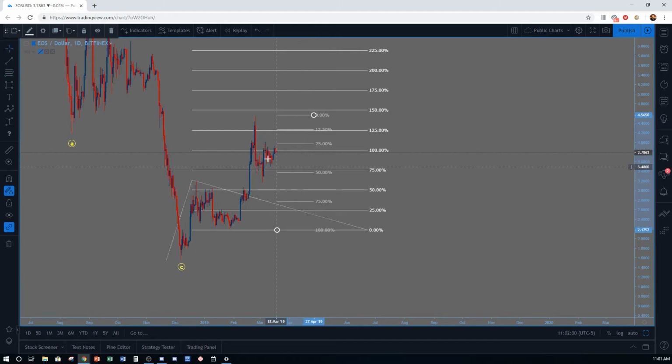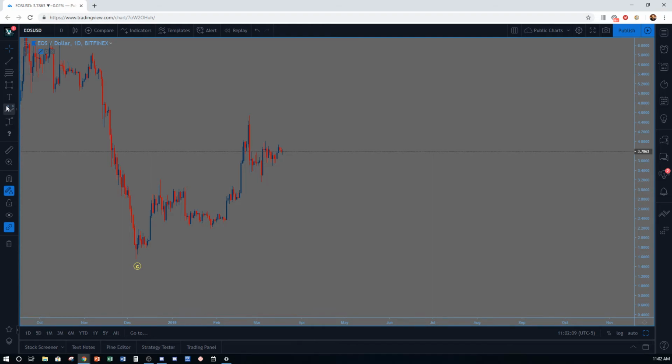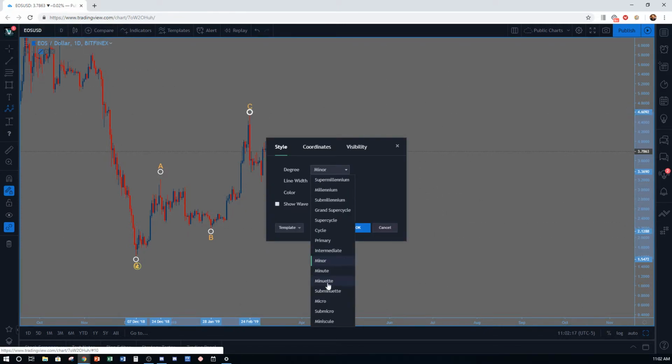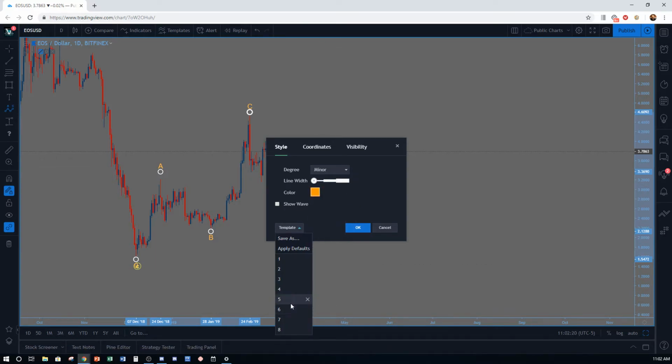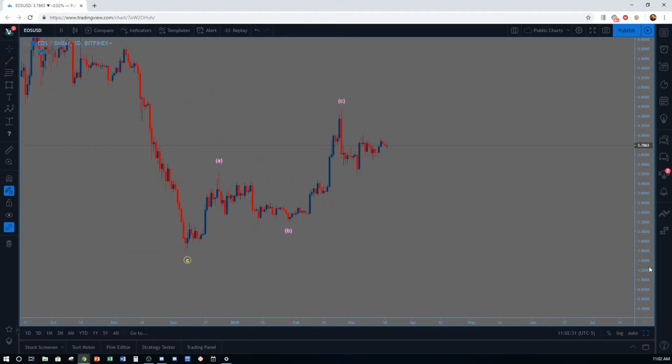We got past the 50% in this first move. That's not very typical for a wave 4. So I lean towards calling this more of an ABC, with this being our A wave, this being our B wave, and this being our C. I promise I'll get used to it. What degree do we need this to be? Probably a 5 would be fine. Perfect.